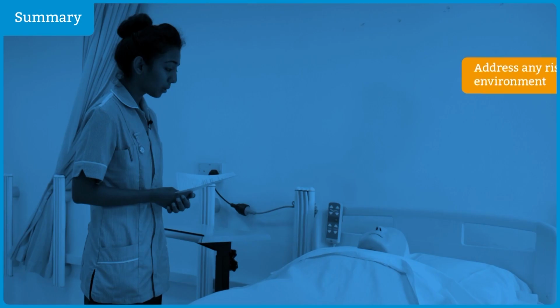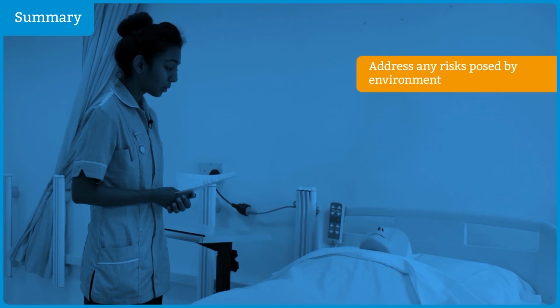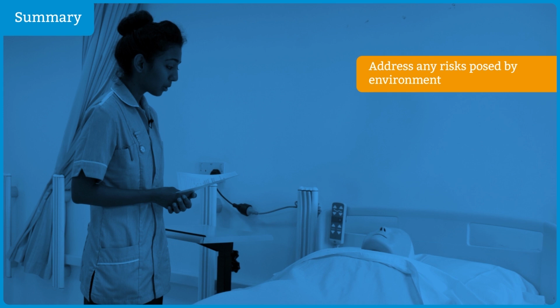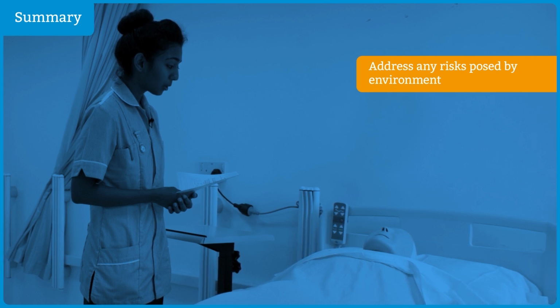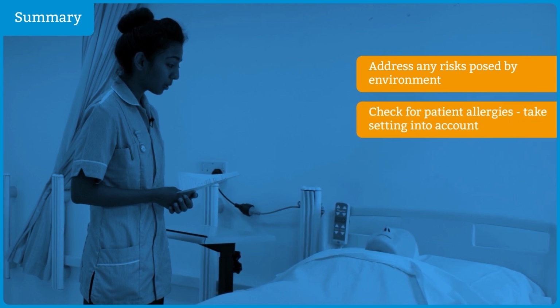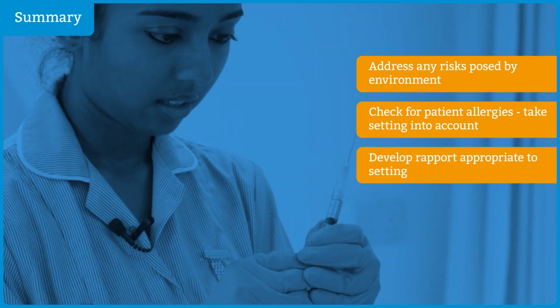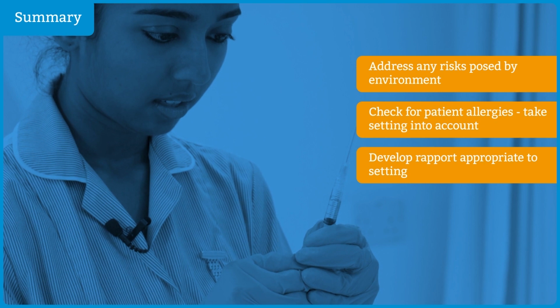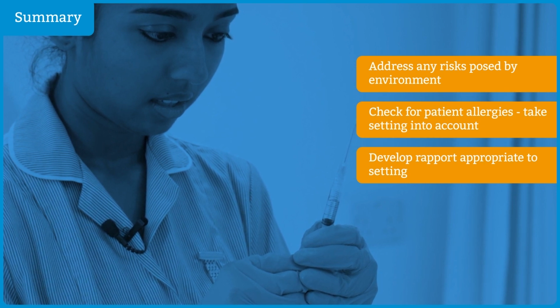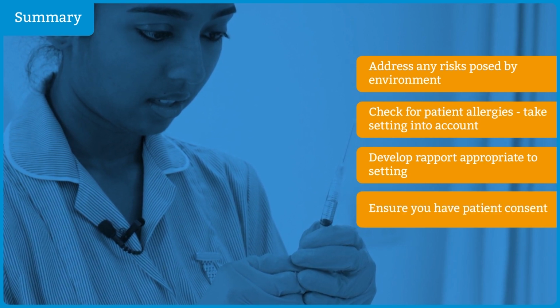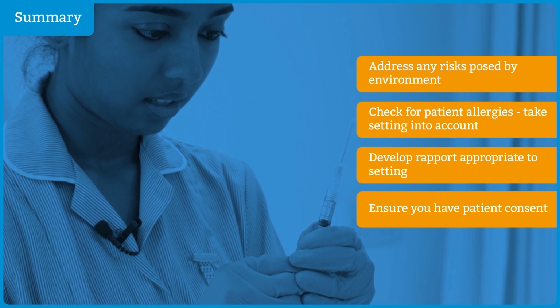Some of the key points to remember when demonstrating these skills in practice are: Take into account any risk posed to yourself or the patient by the environment and manage appropriately. Check for allergies. Remember, in a community setting, the patient will not have a wristband. Ensure you develop a rapport with the patient appropriate to the hospital or community setting. Ensure you have patient consent before delivering the injection.